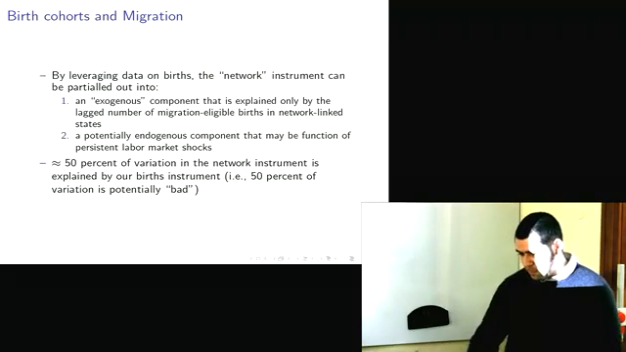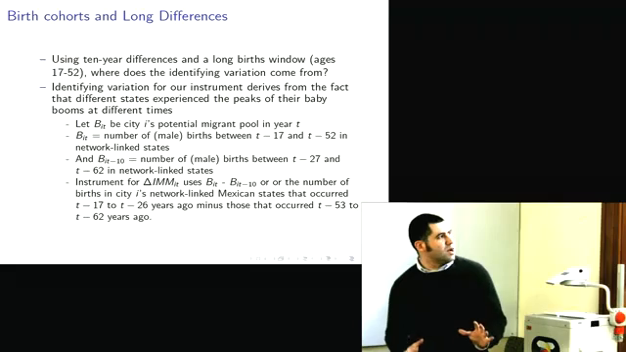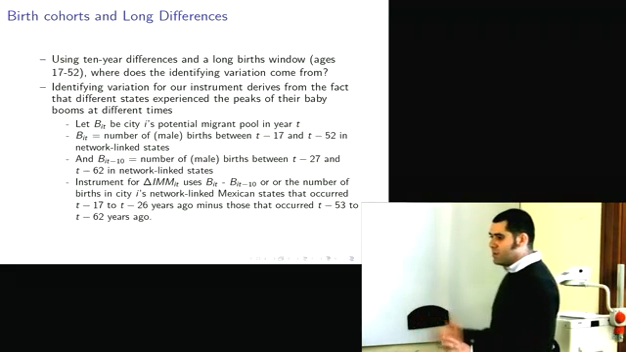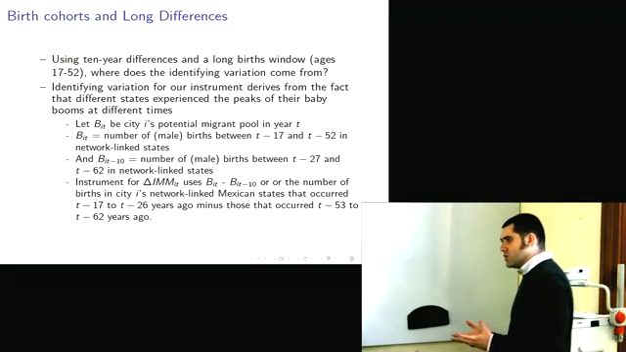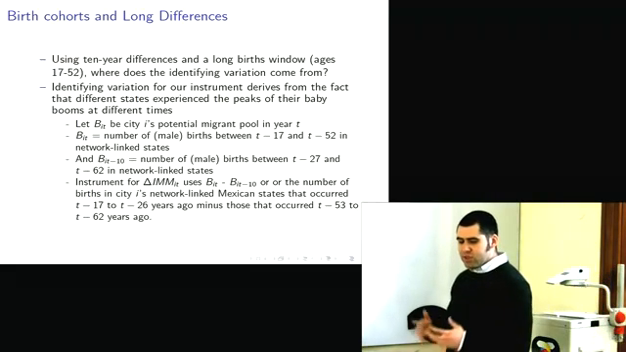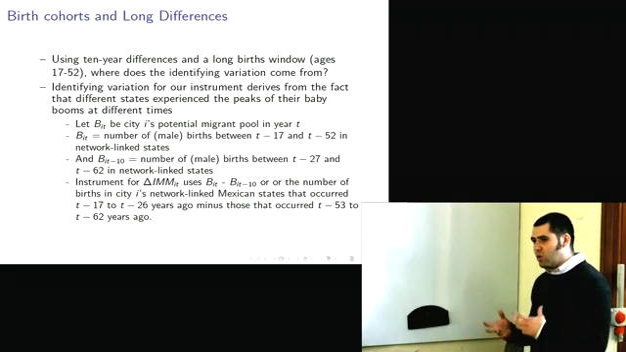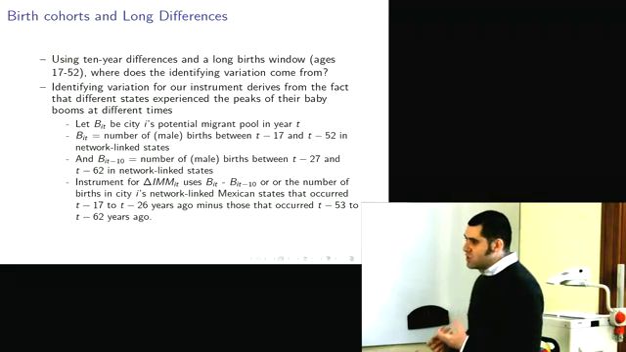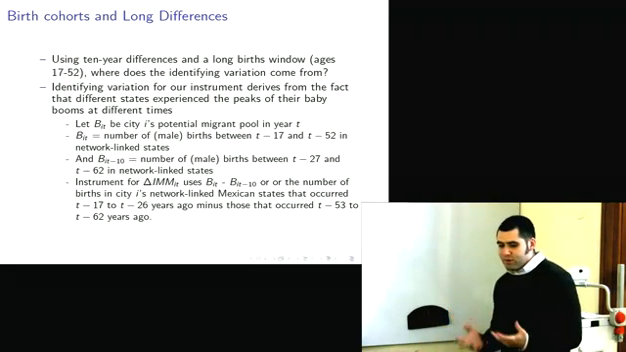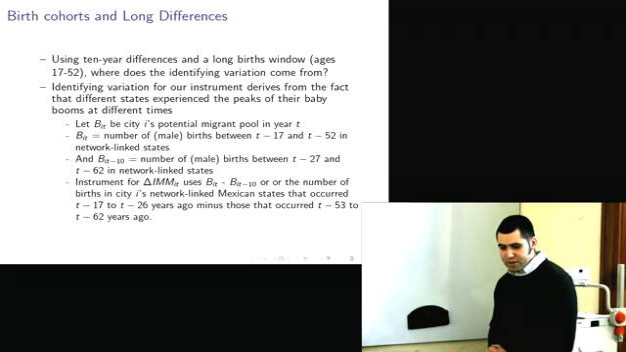So I want to give you a sense, and I realize this is probably too much to see on one slide. So let me walk you through what we're doing here, because we're using these 10-year differences, right? Because we're using census data, and we're using these long birth windows. So it actually becomes potentially a little bit confusing to think about where the identifying variation comes from. It's going to derive from the fact that different states experience the peaks of their number of births at different times. Let me just walk you through the steps, and hopefully it'll make sense at the end.